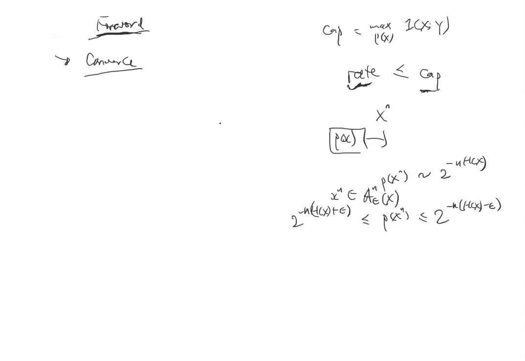Do you remember all this? Also, the number of typical sequences will be around 2 to the nH(X) as well. It's actually bounded by the size of the typical set, 2 to the n(H(X) plus epsilon), and the probability is at least 1 minus epsilon, something like that.